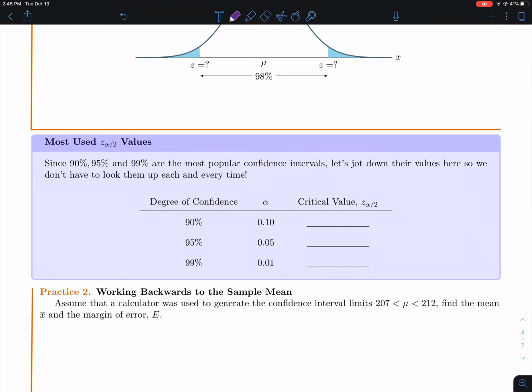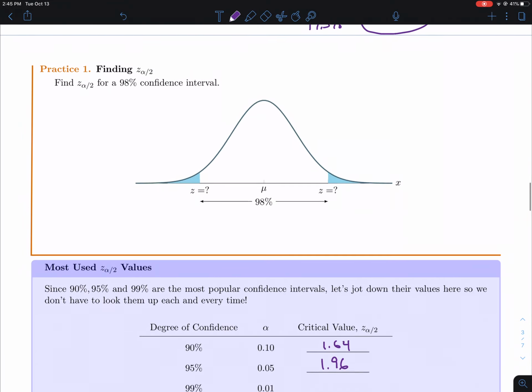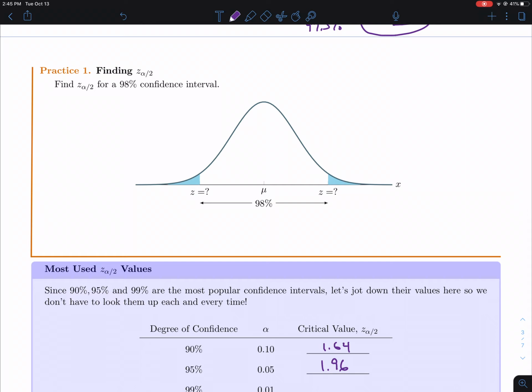So keep track of these guys, because I think one of these problems coming up, I've got you actually doing 90, 95, and 99. So we've seen already, so this should be 1.64. This will be 1.96 for 95. And then I'll have you guys test 99 on your own and figure out what you come up with for that critical value. That way you don't have to look them up every single time.